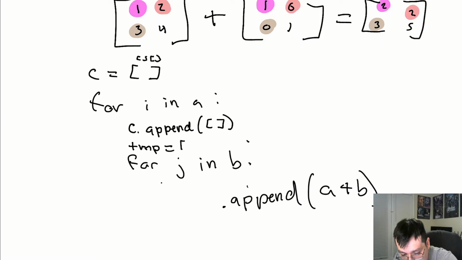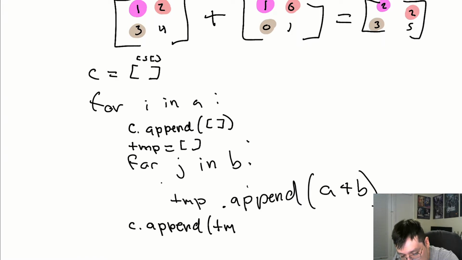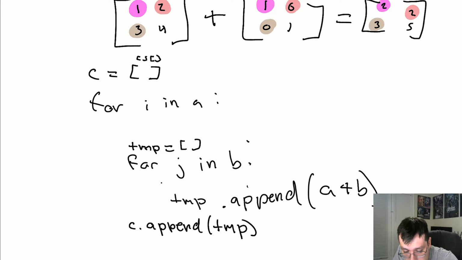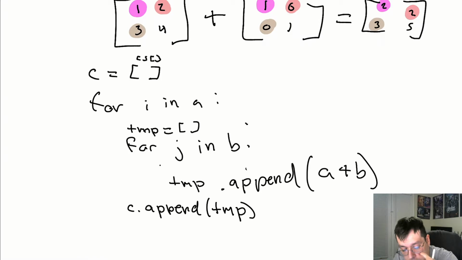Temporary list. And then we can say temp.append. And then once this loop finishes, temp will contain basically one of the rows. So then we can just say C.append(temp). And then we don't actually need this at all. Yep, I think that'll work. I was just running it through my head to make sure it runs.